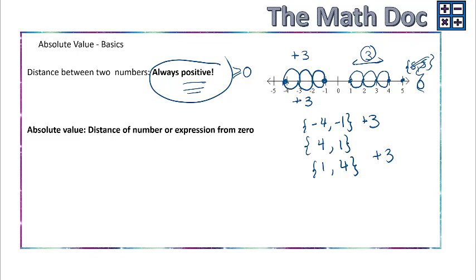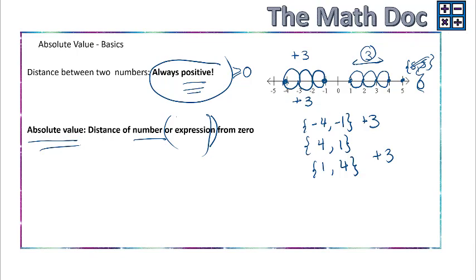And so here we get to what the absolute value is. When we're looking at the absolute value, we're looking at the distance of a number or an expression, which is something we will look at later. But for now, let's focus on a number. We're looking at the distance of a number from 0. So we really should put the parentheses here. We're looking at the distance of a number or an expression from 0.